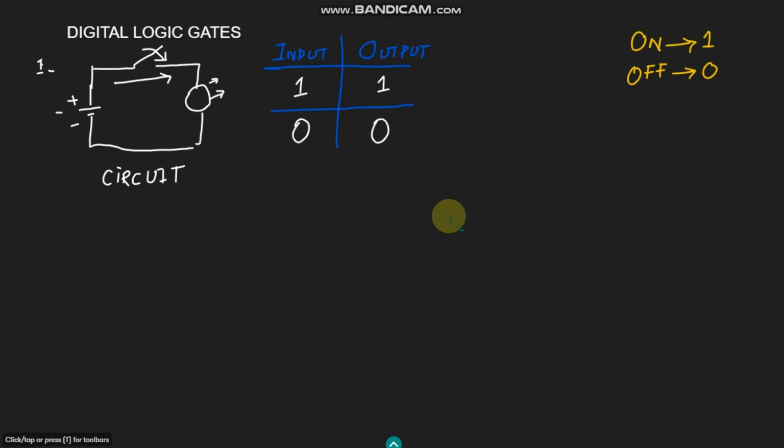And what is this form of a table? This is called a truth table. Let me write it here. So that is a truth table. What is a truth table? It basically shows all the combinations of the input and the respective output which we can get from each combination.